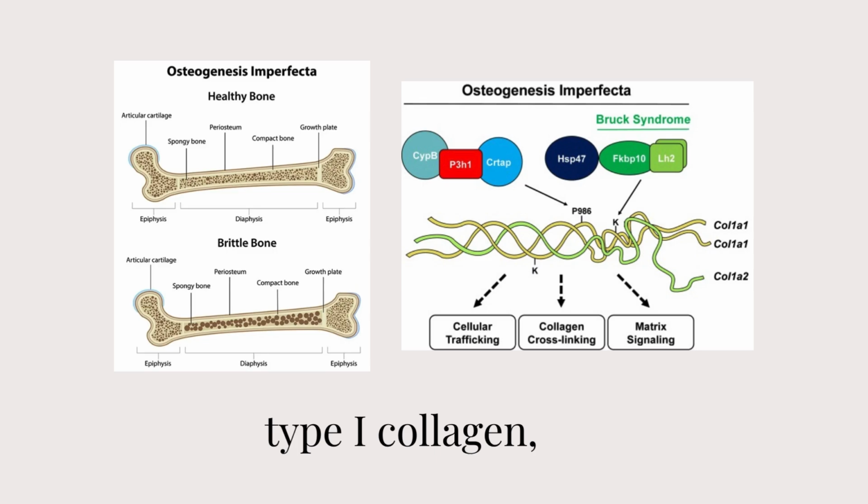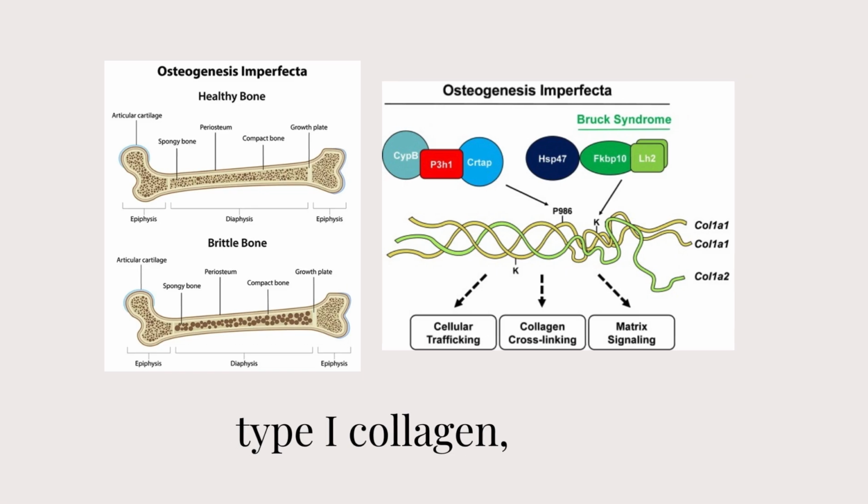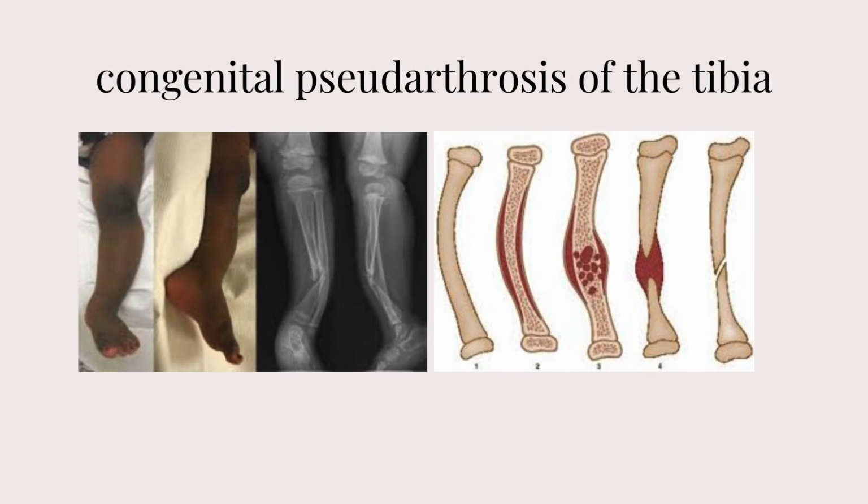Osteogenesis imperfecta, also known as brittle bone disease, is caused by mutations affecting the production of type 1 collagen, the primary type of collagen in bones. This results in bones that are fragile and prone to fractures, often with varying degrees of severity. Another condition, called congenital pseudoarthrosis of the tibia, is characterized by a non-union or abnormal union of the tibia bone. It is thought to be related to abnormal embryonic development of the tibia, leading to instability and frequent fractures.